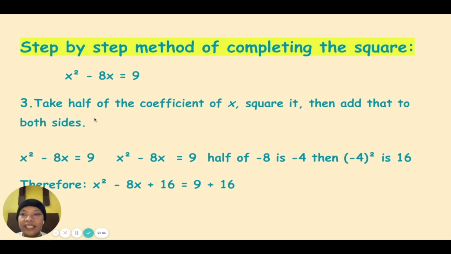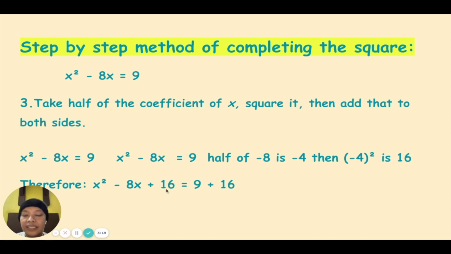So the next, third step is take the half of the coefficient and square it, then add that to both sides. Ano po ibig sabihin nun? Para ma-complete nyo po yung square, hatiin nyo yung coefficient ng x, or yung linear coefficient. So ano po kalahati ng 8? It's 4, di ba? Then you square it. 4 squared is 16. So i-add nyo po yung 16 sa both sides. So magiging x squared minus 8x plus 16 is equal to 9 plus 16.